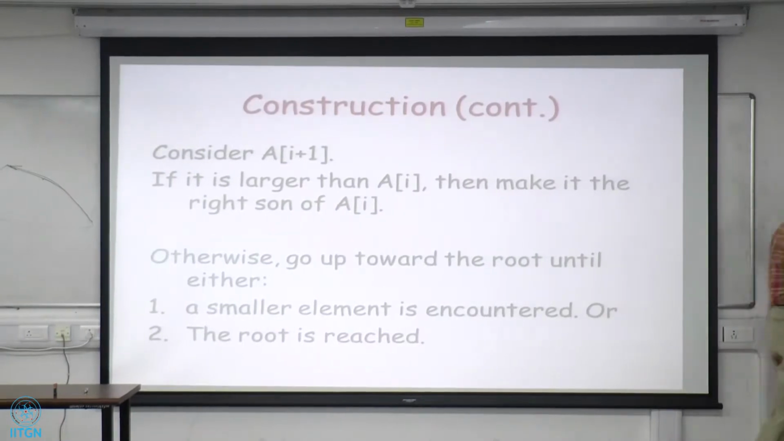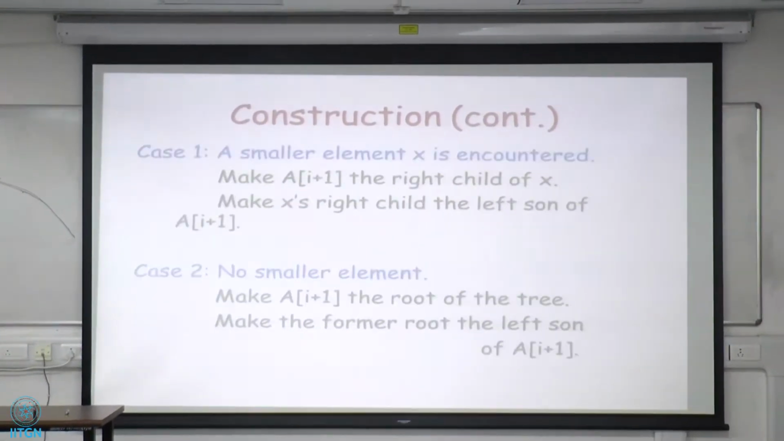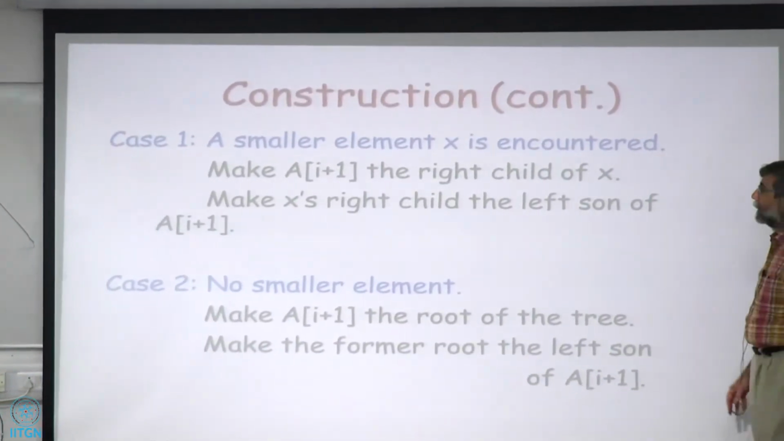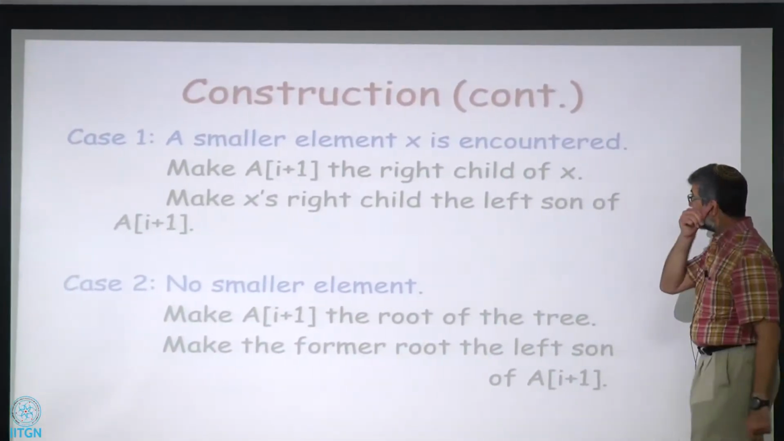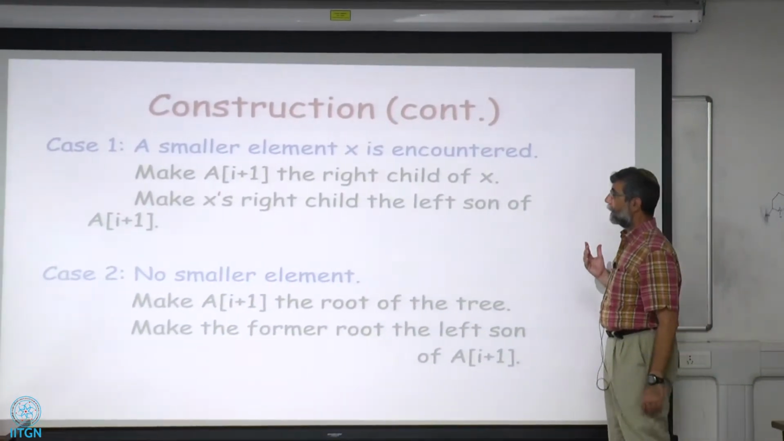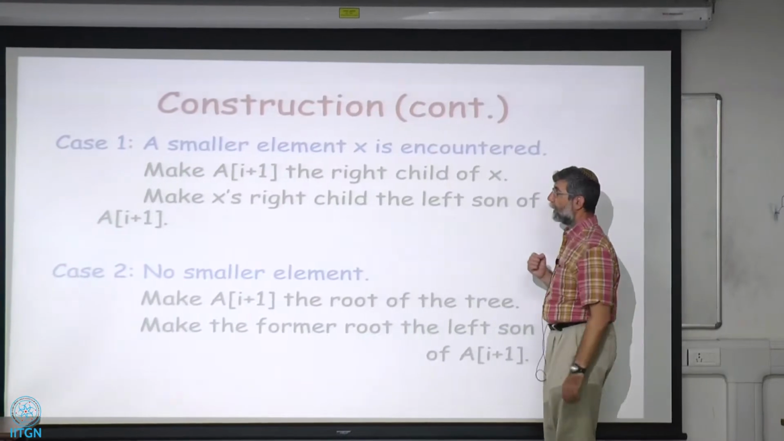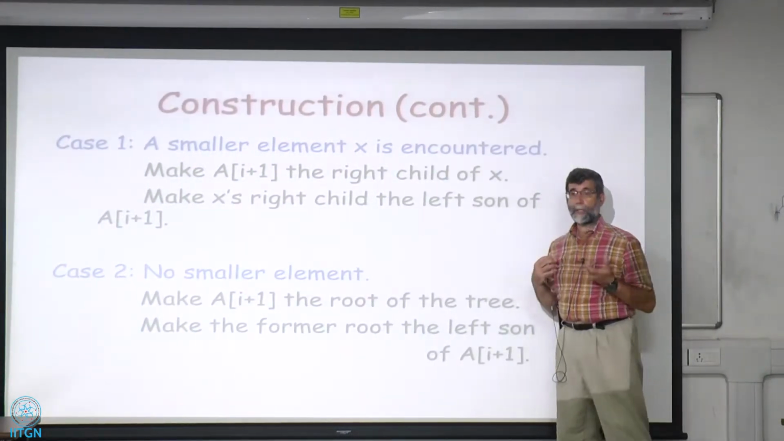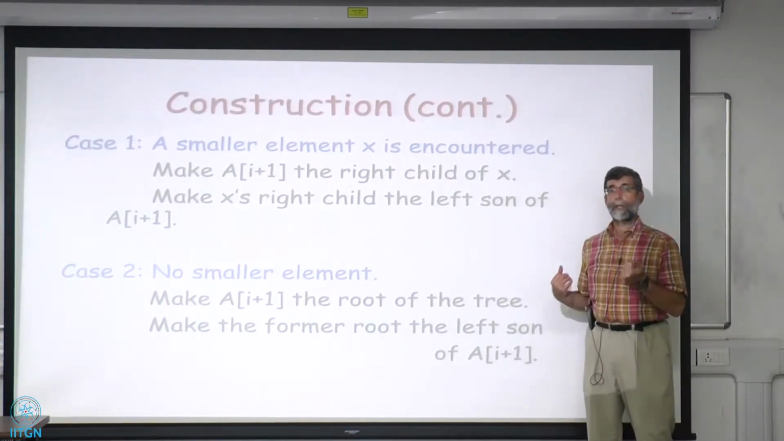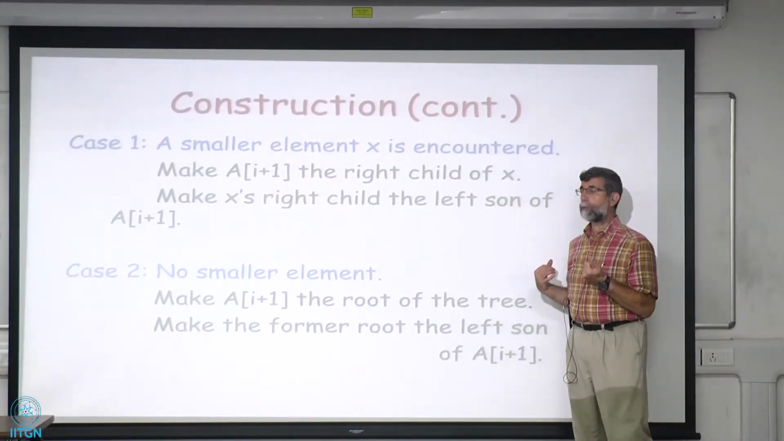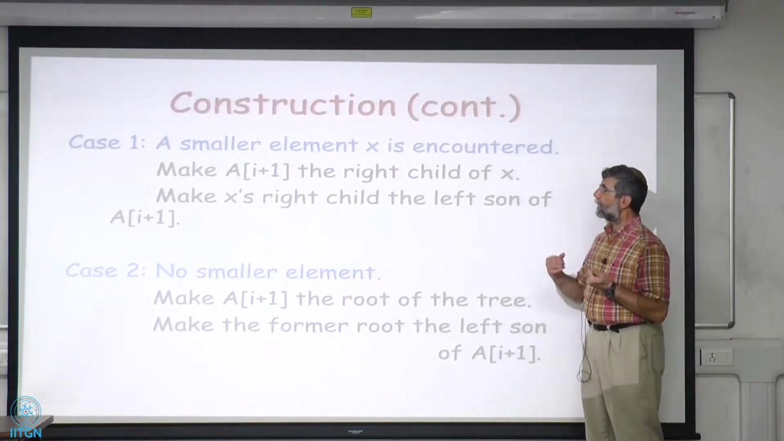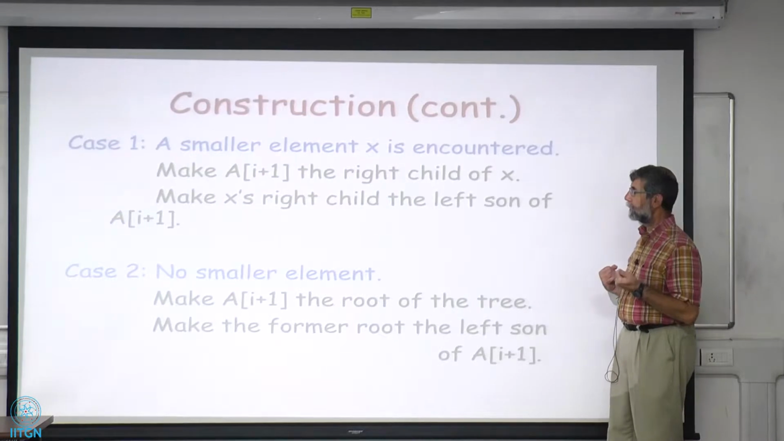And so what we're going to do, depending on which of these two cases we are in, is the following. The first case is that we encounter some element x that is smaller than a_{i+1}. If x is smaller than a_{i+1}, then obviously a_{i+1} has to be to the right of x. So a_{i+1} is going to be the right child of x.